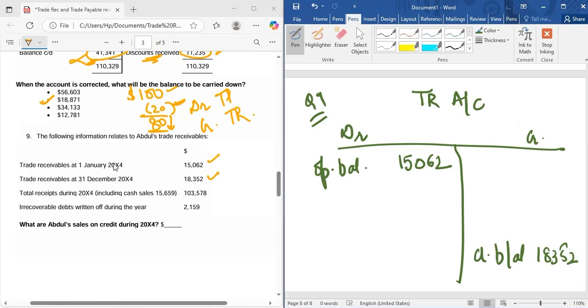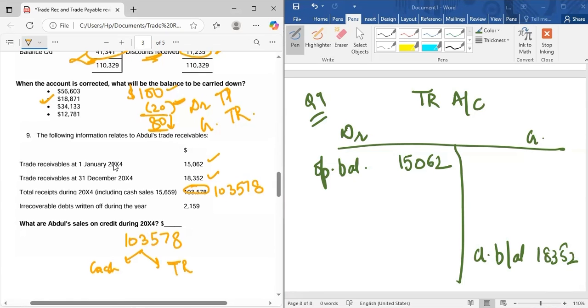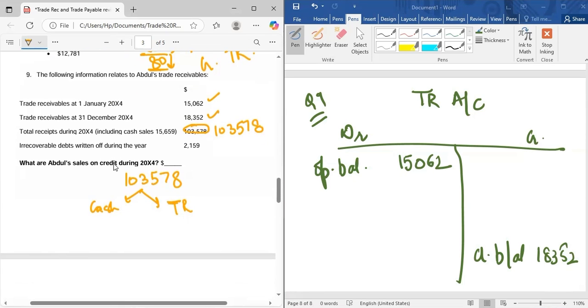Total receipts during 20x4, including cash sales. So during this year of 20x4, we have received this amount, 103,578. Okay. And out of these 103,578, we must have made some sales. These sales happened both in cash and on credit, which relate to trade receivables.